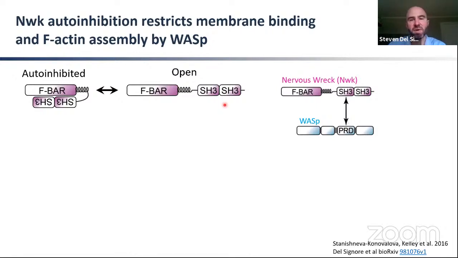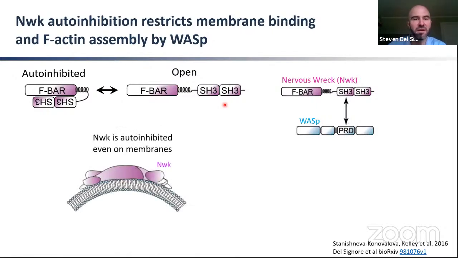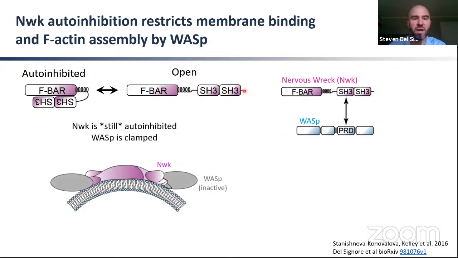And one of the unique features about this protein in particular is that it remains autoinhibited, at least partially, even when it's on membranes. And this is actually really unique among these barred SH3 proteins. Typically, when one of them binds to the membrane, the SH3 domain is just free to flop around and interact with its binding partners. Whereas with nervous rec, a previous grad student found that the SH3 domain stays tucked in against the bar domain, even when it's on the membrane. And that's true even when it's bound to WASp.